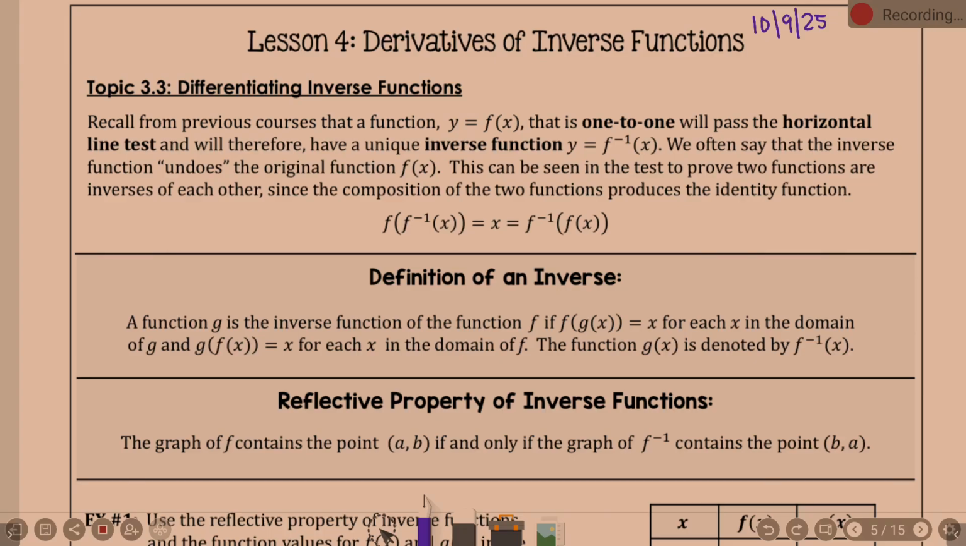We write that as f inverse of x. We often say the inverse function will undo the original function. That's the whole idea between a function and its inverse, is that they undo each other. Kind of like inverse operations, multiplication and division undo each other. This can be seen in the test to prove two functions are inverses of each other, since the composition of the two functions produces the identity function.